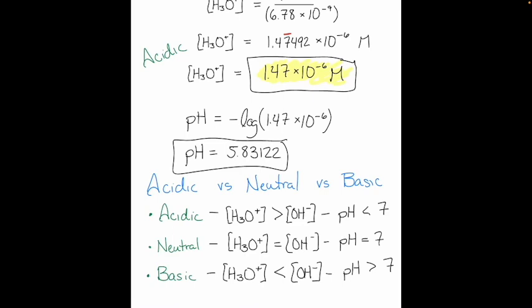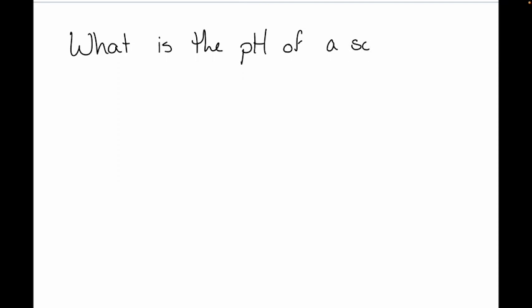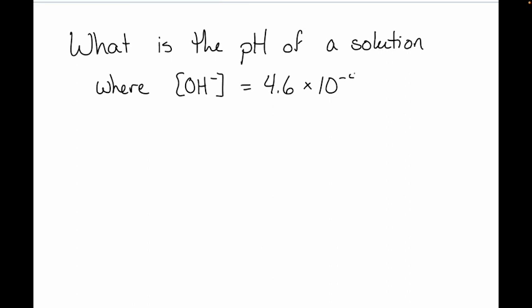All right, so before I complicate things talking about sig figs, let's just do one from scratch here. I'm going to give you this solution that has a concentration of hydroxide equal to 4.6 times 10 to the negative 4, and I want to know what the pH of this solution is.